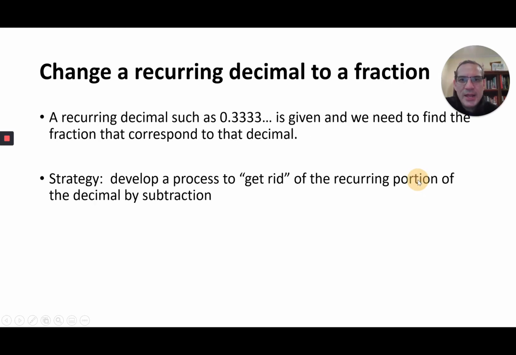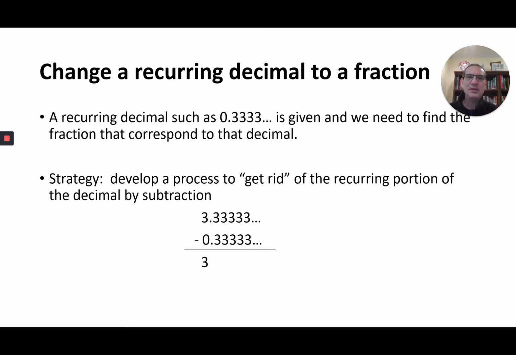So the strategy that we're going to try to do for this is to develop a process to get rid of the recurrent portion of the decimal by subtraction. What do I mean by this? Let me show you a simple example. If I have a number like 3.3333333, etc., and I subtract from that 0.33333, then by doing this subtraction I can eliminate or get rid of this recurring portion, because this subtraction is equal to 3. So we're going to try to exploit that configuration to find the fraction.